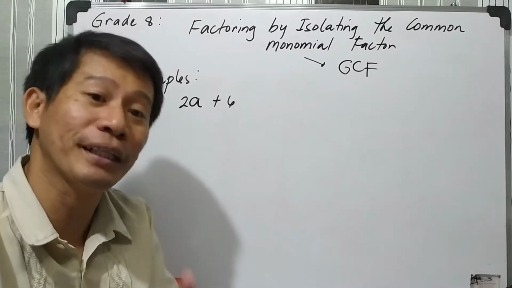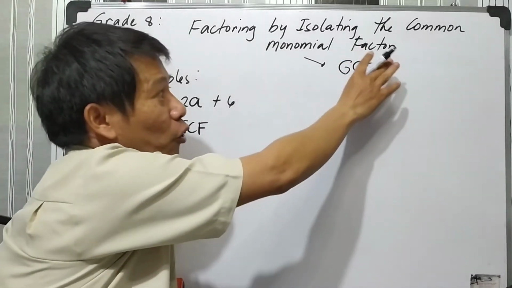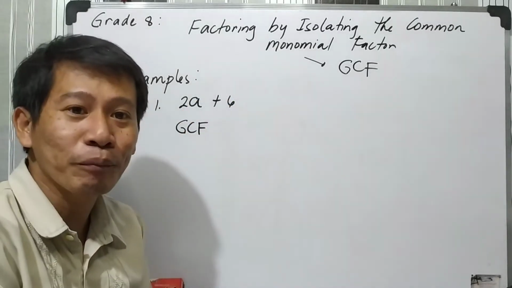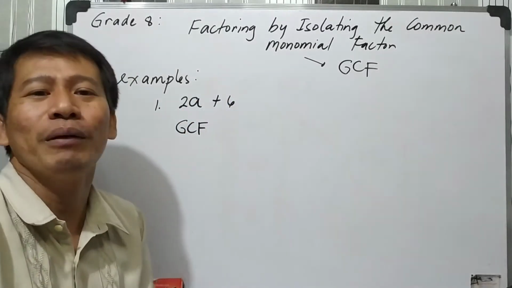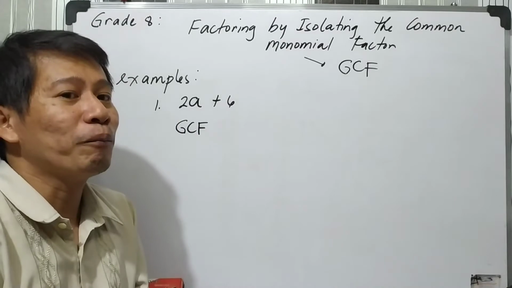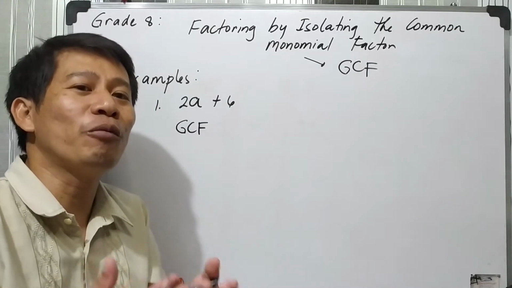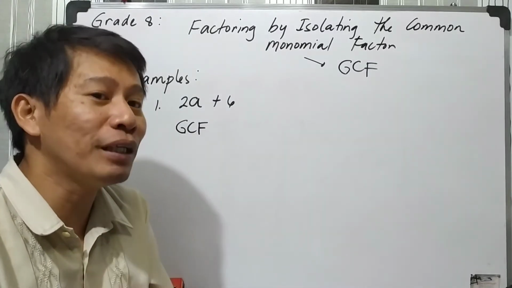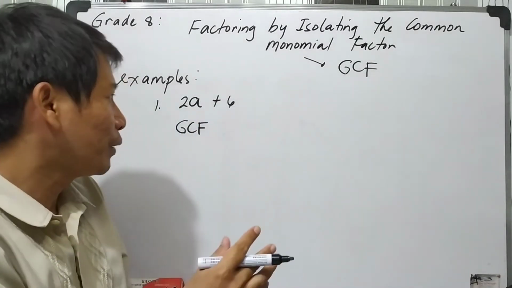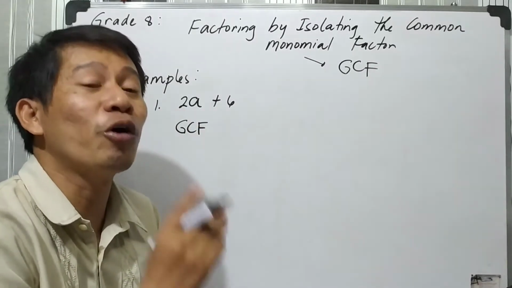The first thing you will do is, you have to find the GCF, or the common monomial factor, of these two terms in our given binomial. So, how do we identify the GCF? It's easy. All you need to do is to observe your two terms. From the terms themselves, find the common factor. When we say common, that factor should be found in your terms. It means the two terms should be divisible by that common factor.